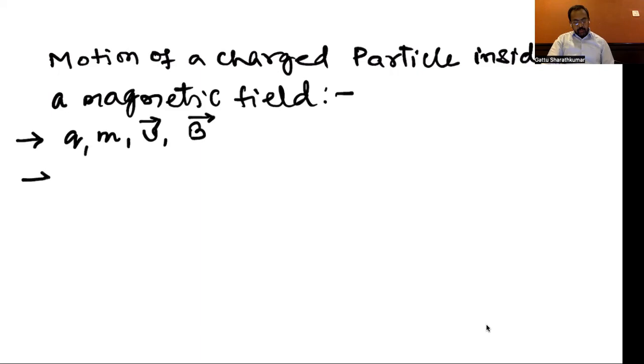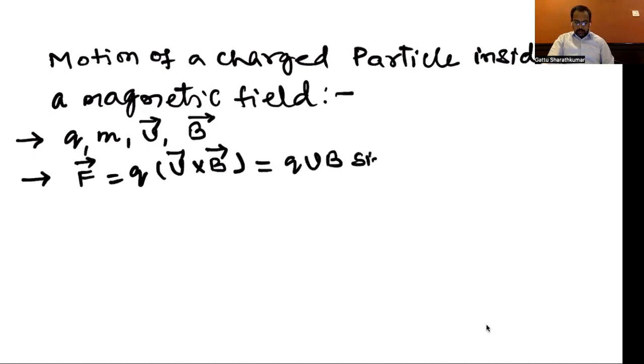Then that charged particle will experience a force given as F bar is equal to q into v bar cross B bar. Let us take it as qvB sin theta into n cap. So here, the force on the charged particle is qvB sin theta into n cap. This n cap gives the direction of force.